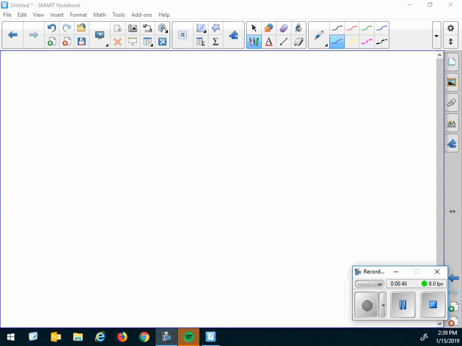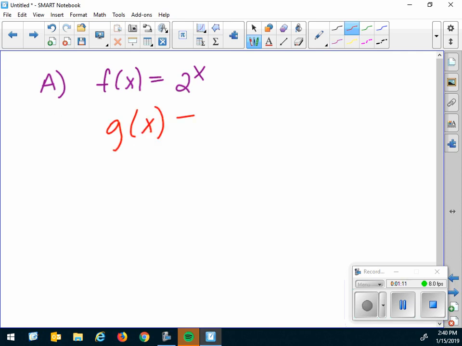Now, notice the directions. Given f of x, write a new function g of x with the given transformations. Notice we have 5 of these to do. A: f of x equals 2 to the x. We want to write a new equation called g of x. What we want to do is take f, vertically stretch it by a factor of 4, shift it right 1, and shift it down 7.